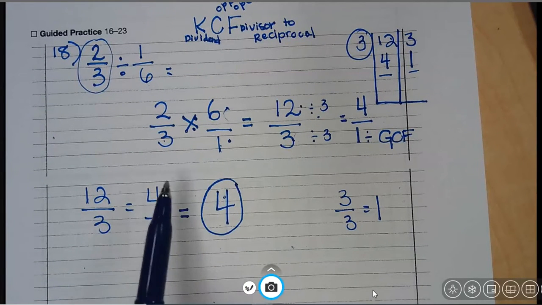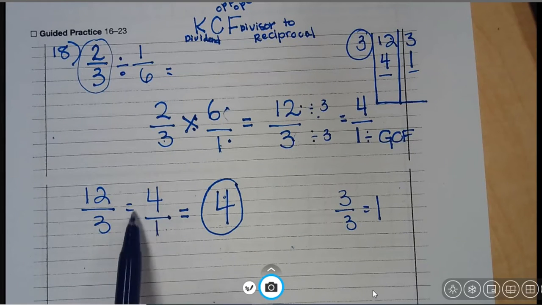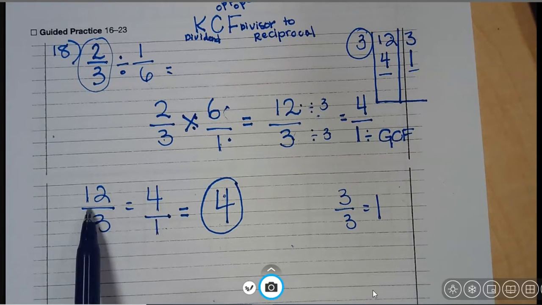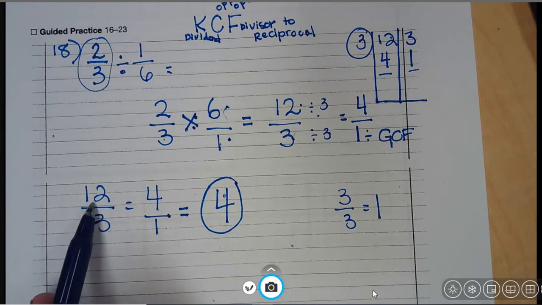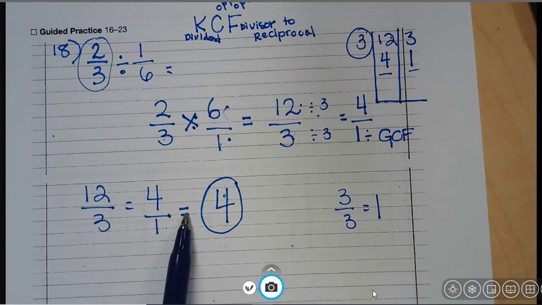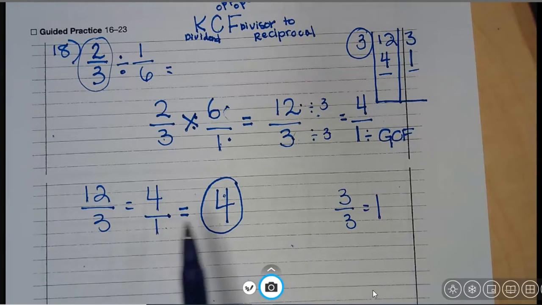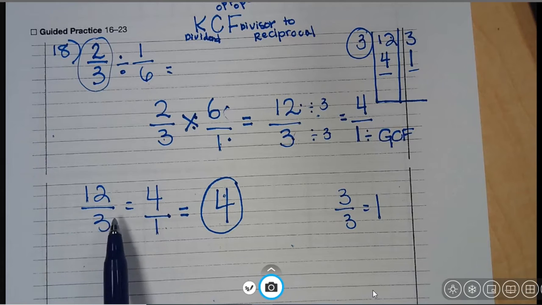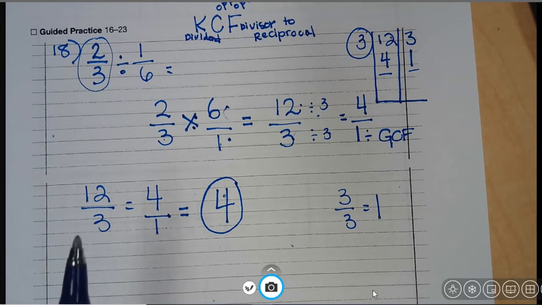If they just asked you to find an equivalent fraction, though, your answer would be 4/1. Or you could do 12 times 2 and 3 times 2, and you could have found an equivalent fraction of 24/6. Okay? You always need to answer in simplest form if it says to divide, express the quotient in simplest form, or if it just says to divide, find the answer of what this fraction is.